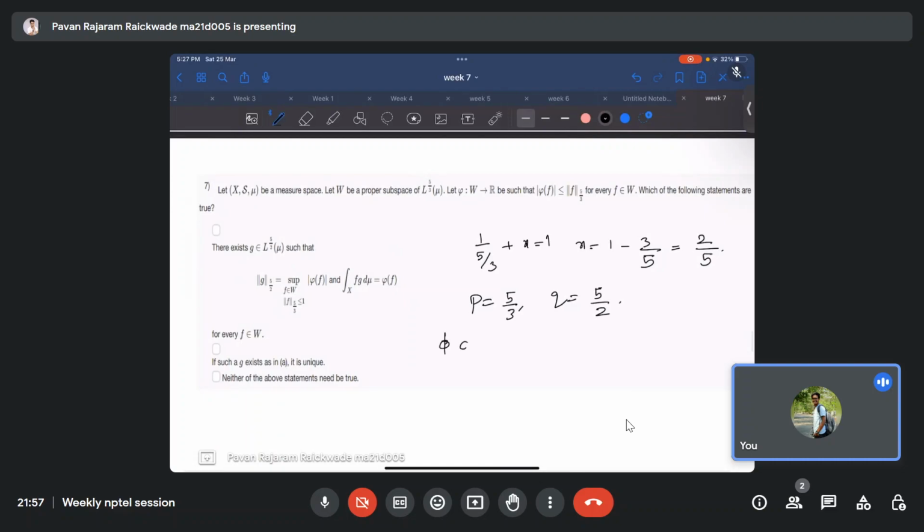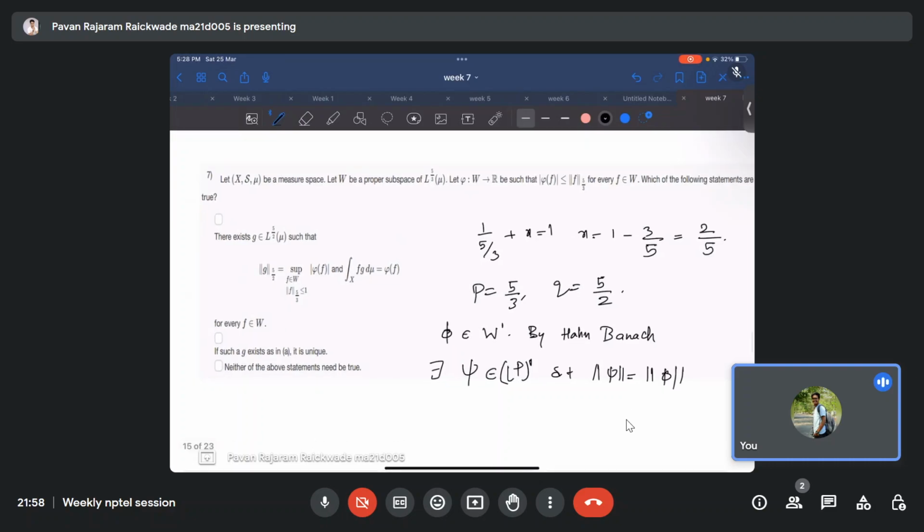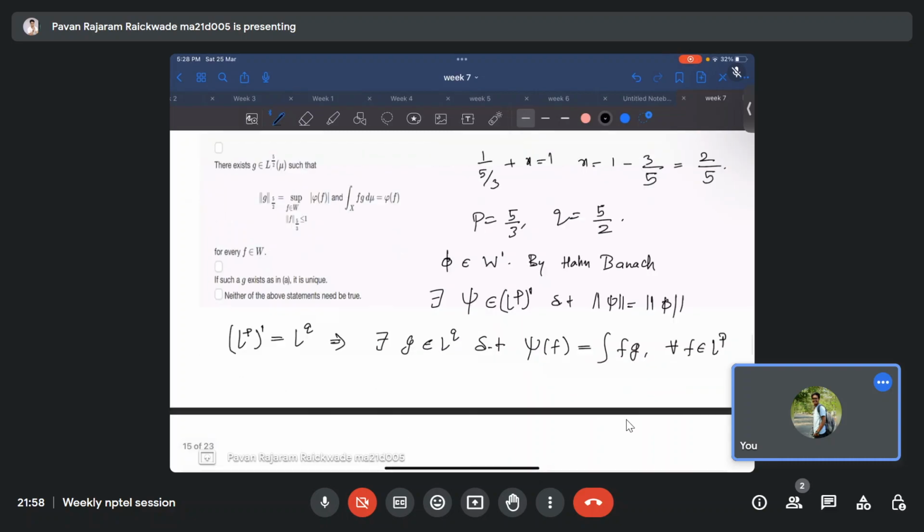So my phi function belongs to W dual. But by Hahn-Banach, you can extend. There exists some psi belonging to L^p dual such that the norm of psi is the same as the norm of phi. And we know L^p dual is L^q, which implies there exists some g belonging to L^q such that psi of f equals the integral of fg for all f belonging to L^p.